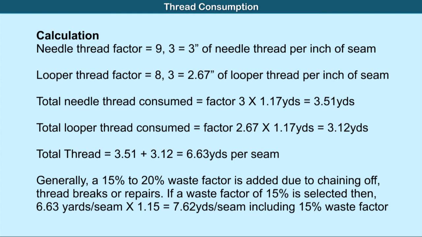Generally, a 15 to 20% waste factor is added due to chaining, thread breaks, repairs, etc. If the waste factor of 15% is selected, then 6.63 yards per seam will be multiplied by 1.15 factor. It will be 7.62 yards per seam, including 15% of the waste factor.